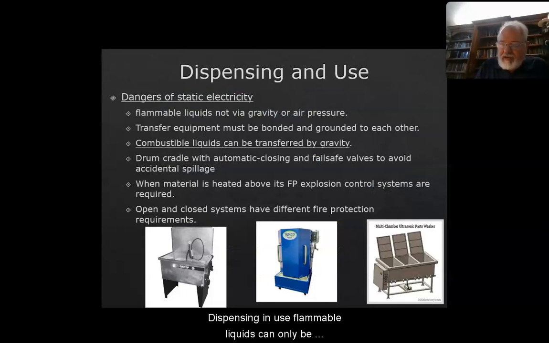Dispensing and use. Flammable liquids can only be transferred by gravity or air pressure if the transfer system is specifically engineered for that purpose and an inert gas is being used. Flammable liquids flowing through air may build and discharge static electricity, causing an ignition and fire.